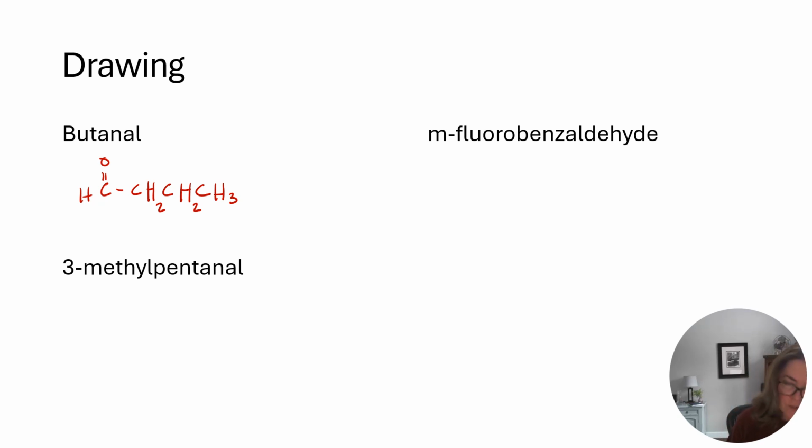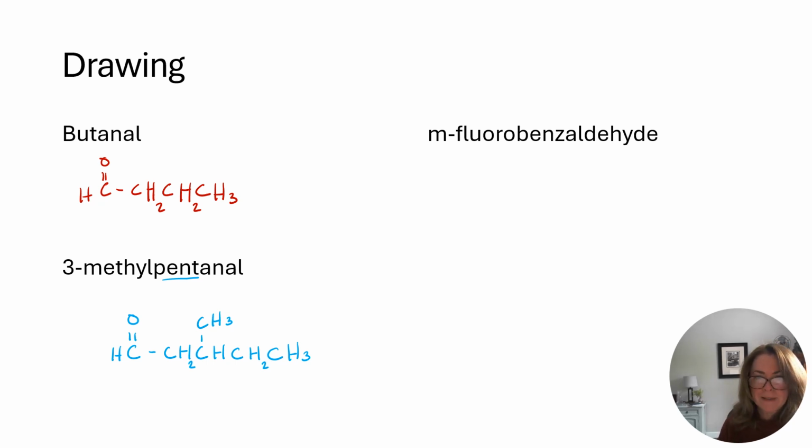All right. 3-methylpentanal is next. So pent tells me that I have 5 carbons. So I'm going to go ahead and draw my 5 carbons in. Okay. And my aldehyde tells me that I've got that carbonyl on the first carbon. And then I have a methyl group on carbon number 3, so I'm going to write that in. And now I'm going to fill in my hydrogens. So carbon number 2 needs 2 hydrogens. Carbon number 3 only needs 1. Carbon 4 needs 2, and carbon 5 needs 3.